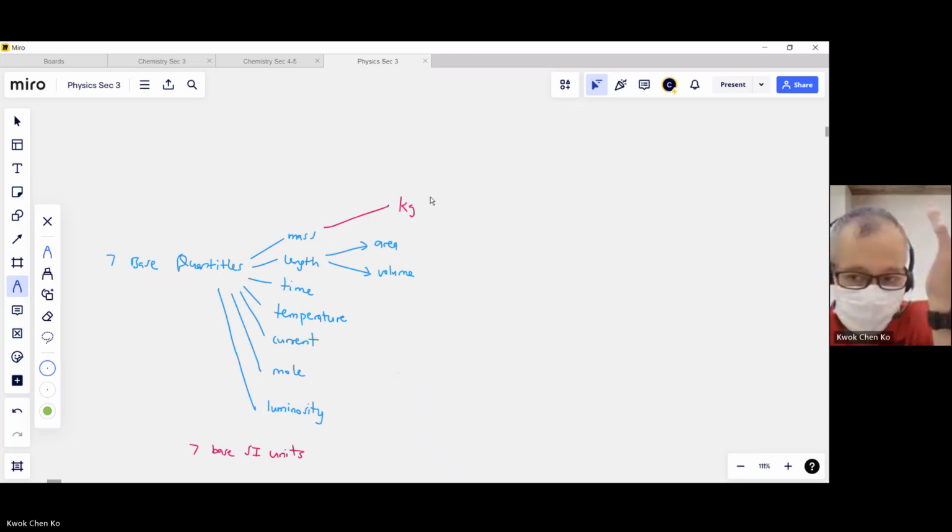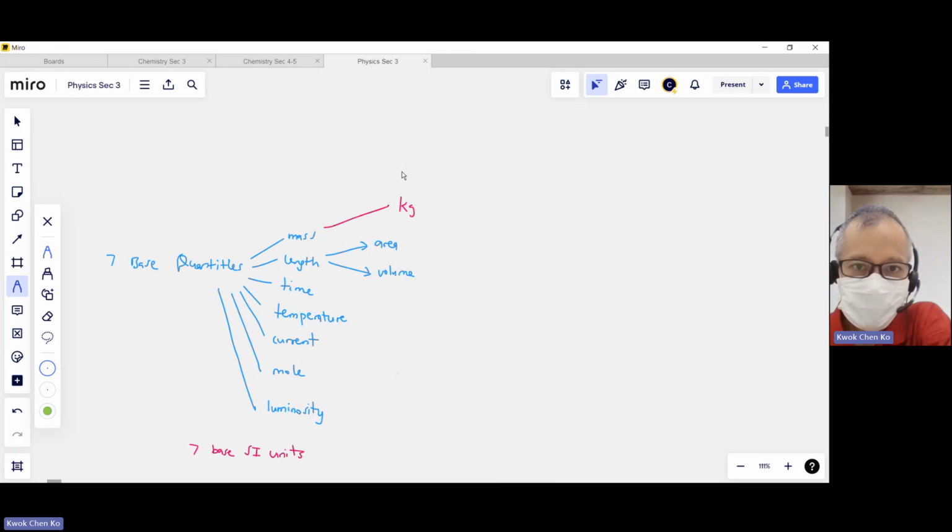And as perhaps I mentioned to you before, there are about 50 something formulas for physics for the whole of upper sec. So almost all of them, except for a handful, are based on SI units. You have to substitute SI units into your formulas to get the right answers.